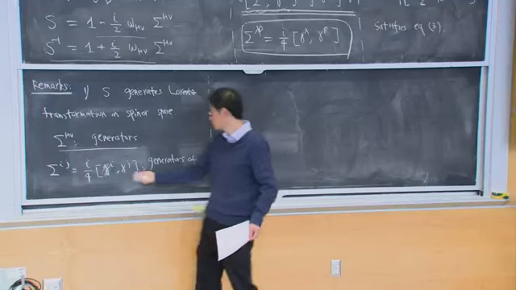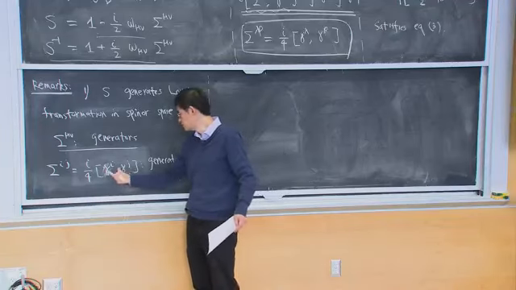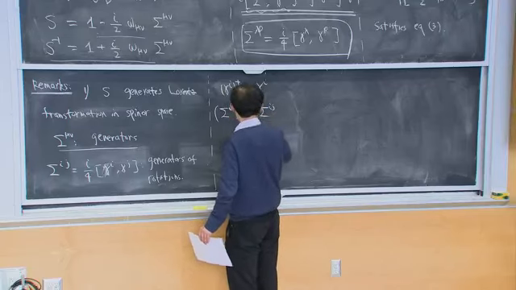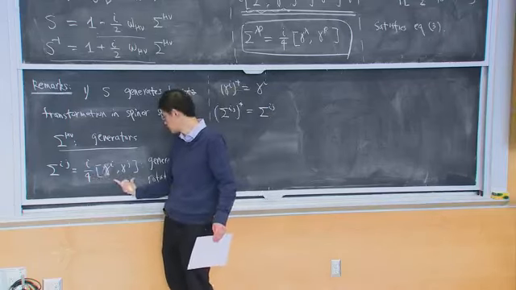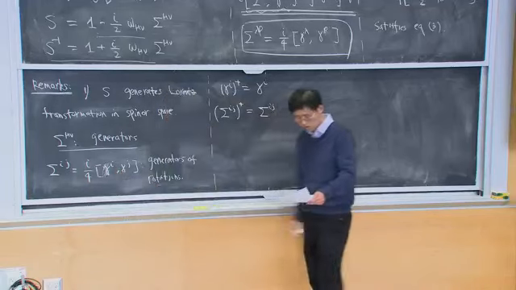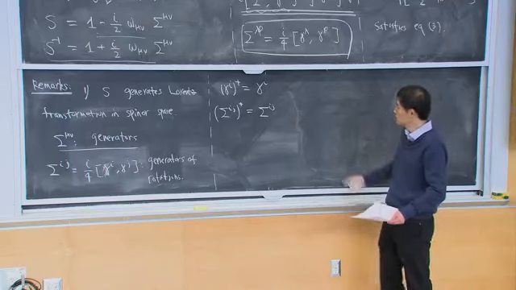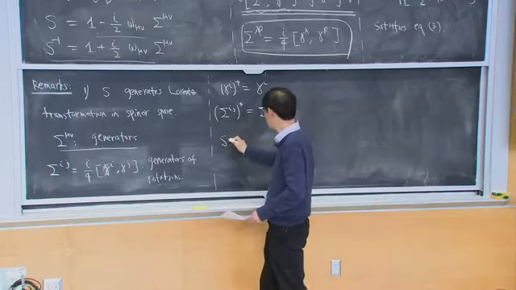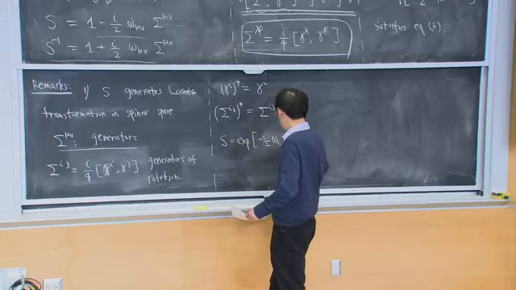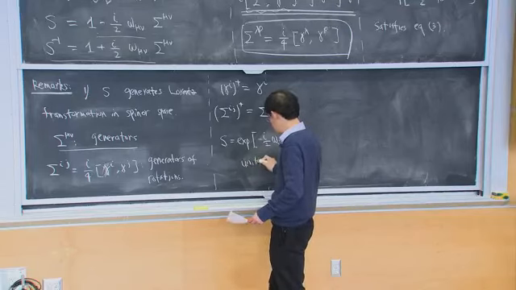Because gamma i and gamma j are Hermitian, sigma ij is also Hermitian. When you take the dagger of these, you get a minus sign, but the commutator gives you a minus sign too. So this is Hermitian. That means that the S, which corresponds to a rotation, is unitary. So this is a unitary matrix.